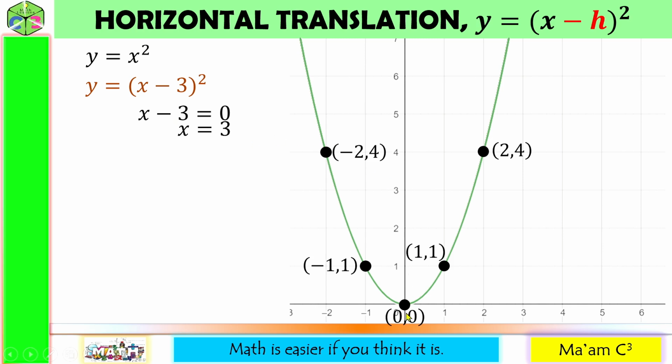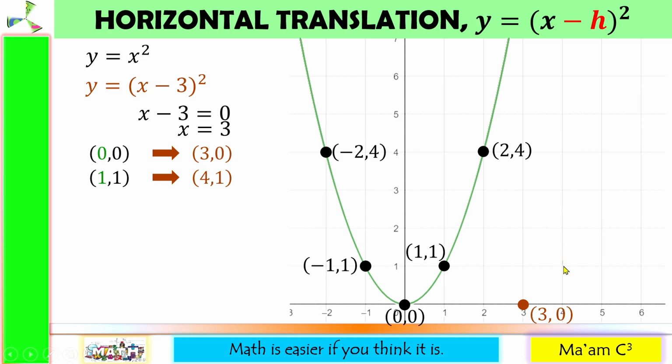Now let us make use again of our key points. We have (0, 0). But this time, we are going to focus our attention on the x coordinate. We are going to add the value of our x here to our x coordinate. So 0 plus 3 is 3. So the graph of this function will pass through (3, 0). Let us plot this. Now let's have our next point. 1 plus 3 is 4. So the new graph will pass through (4, 1). Next point, we have (2, 4). 2 plus 3 is 5. So the new graph will pass through (5, 4). Let us plot that.